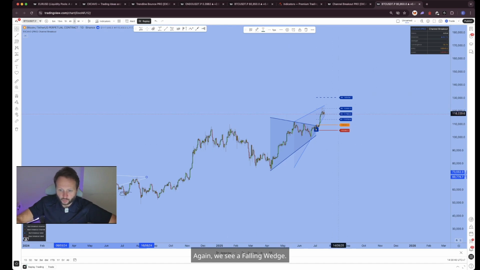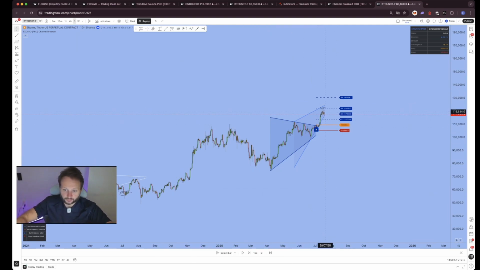Again, we see a falling wedge. There hasn't been a signal yet. By the way, right here, the setup worked out well, up to about the third take profit. That is the second one.